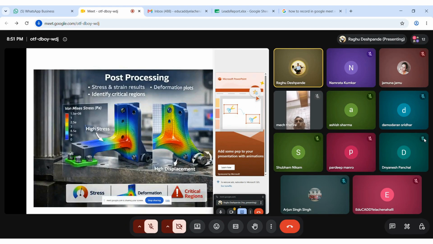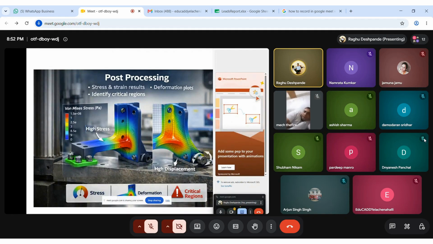And the next one again comes the post processing. After solution, the engineers must interpret the result, right? So we examine where is the highest stress, how much the structure bends for the applied load, where is the critical region, where can the failure start. All those things can be studied in the post processing stage.